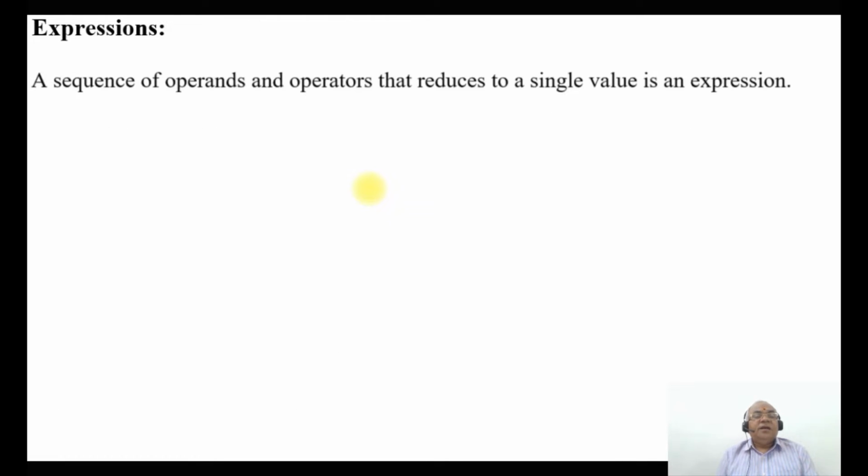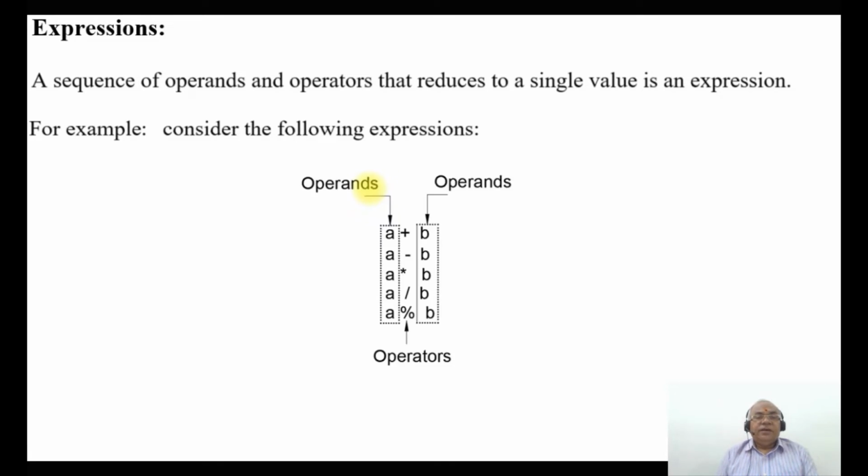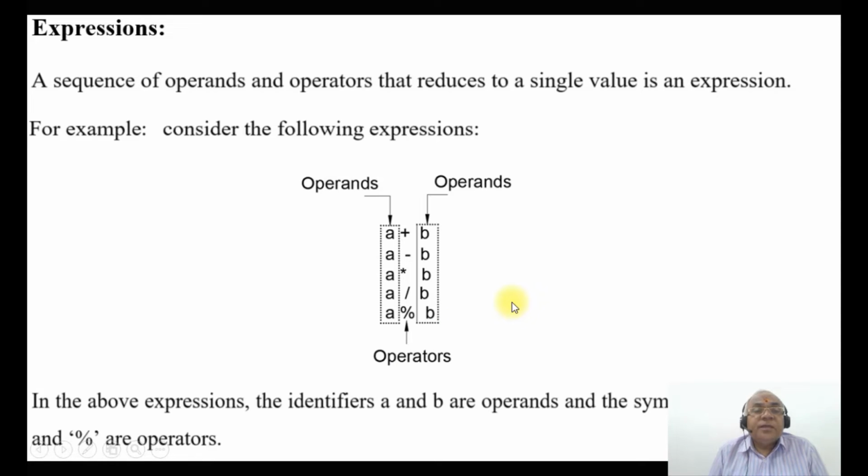For example, expressions: a sequence of operands and operators that reduces to a single value is an expression. When you consider the following expressions, here these two are the operands: a plus b, a minus b, a star b, a divide b, and a % b. So A and B are operands, and all these plus, minus, multiplication, division, and percentage, that is the remainder, are the operators.